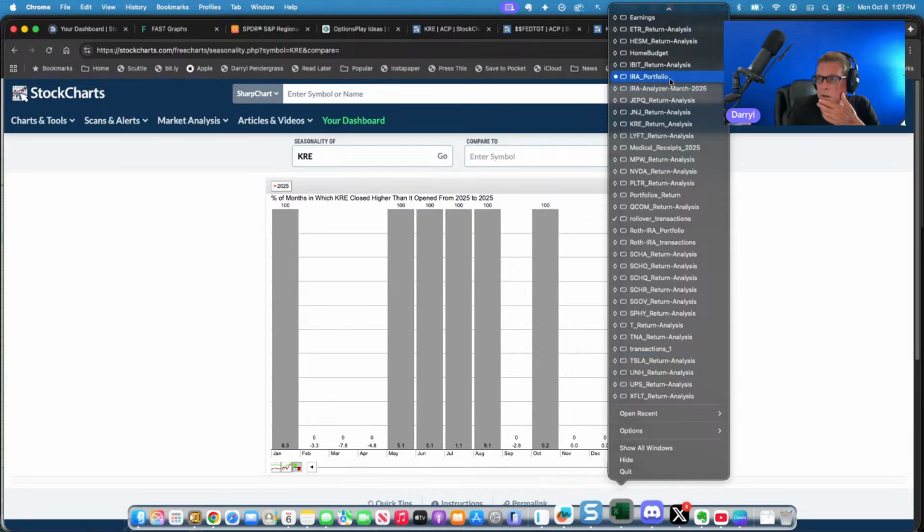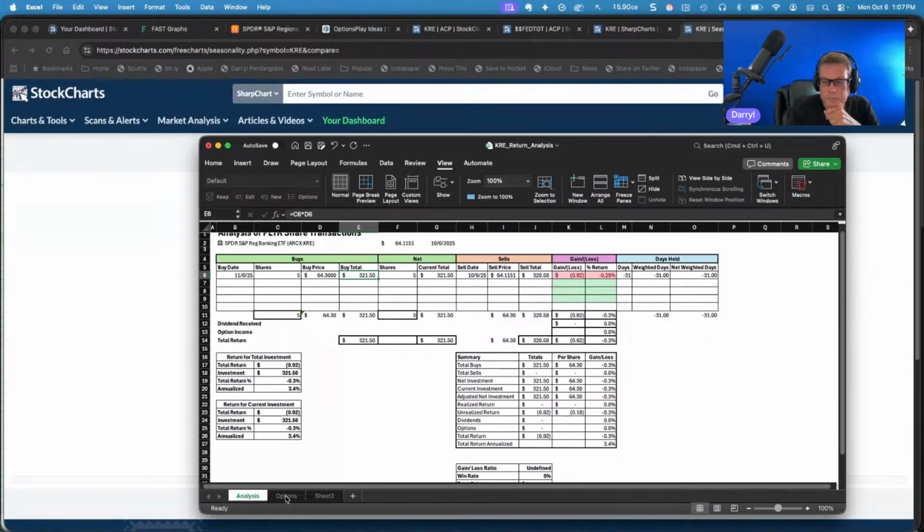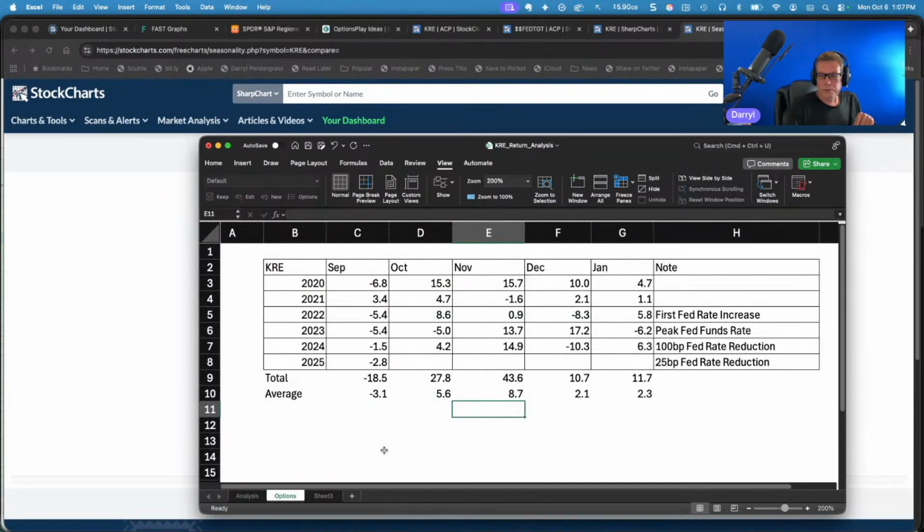I want to take a quick look at a spreadsheet that I put together where I pulled these price changes for each of the months by year so we could take a look at them in Excel and put some notes along with them. So September on average is down 3.1% over this time frame. October on average is 5.56. November is 8.7, and December is 2.1. January is 2.3.